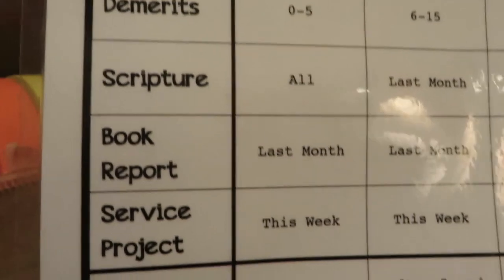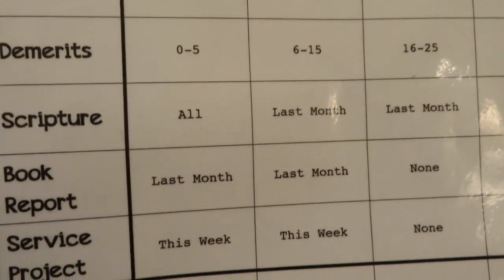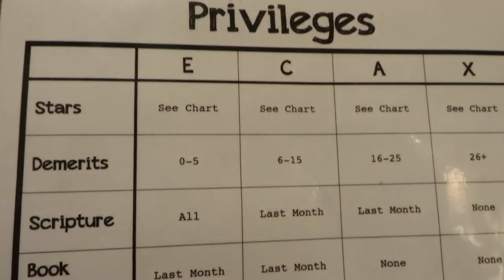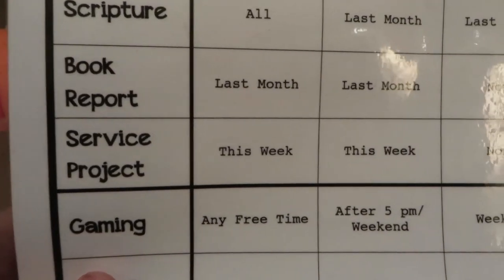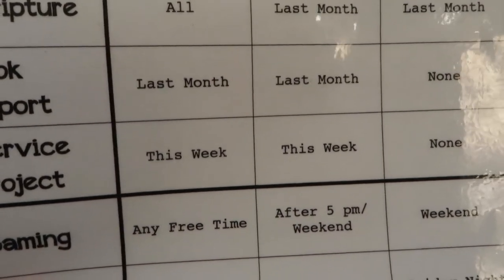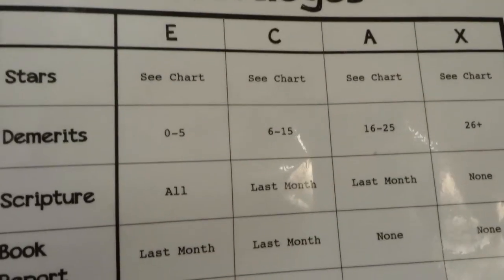They have to do a book report each month if they want to be on E or C, but they don't need to do one for A or no privilege. And a service project, they have to do one of those each week for C or E, but they don't need one for A. And a service project is just doing something extra, either for our family or for someone else, that needs to be done.